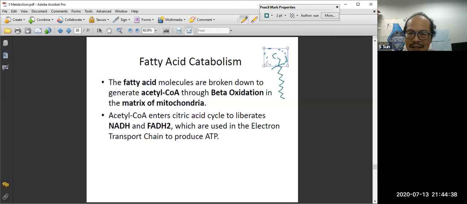So each time it cuts it, and this cut is cut at the beta carbon. So here we have alpha carbon, beta carbon. So it cuts at the beta carbon. And that small molecule will be used to convert to the acetyl and be used. So one fatty acid can be cut many, many times.